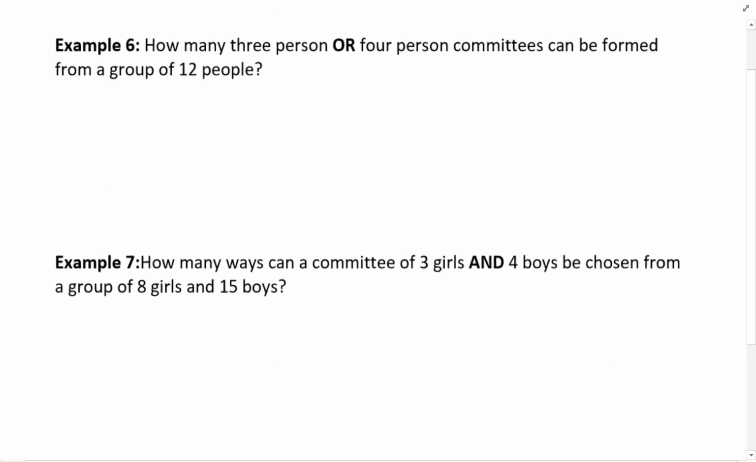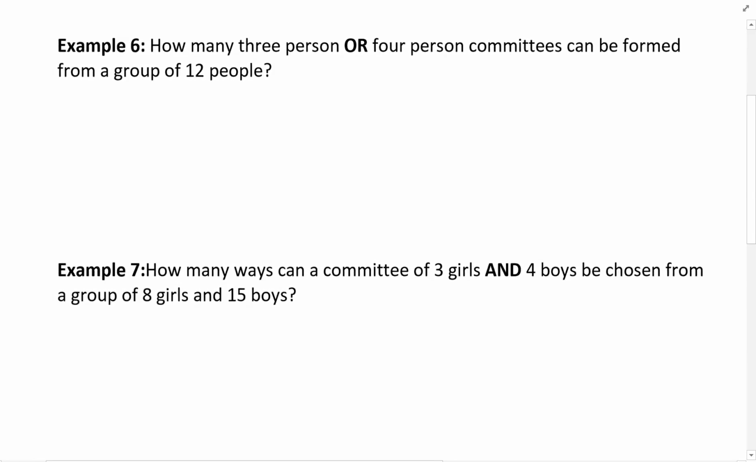Let's take a look at example 6. Example 6 says how many 3-person or 4-person committees can be formed from a group of 12 people. So here I bolded the "or," so you know that that implies we're going to add, because we have 2 cases, right? Case 1, let's make a 3-person committee. Case 2, let's make a 4-person committee, but it could be either the 3 or the 4, so we're going to take our answers for both of those and put them together.